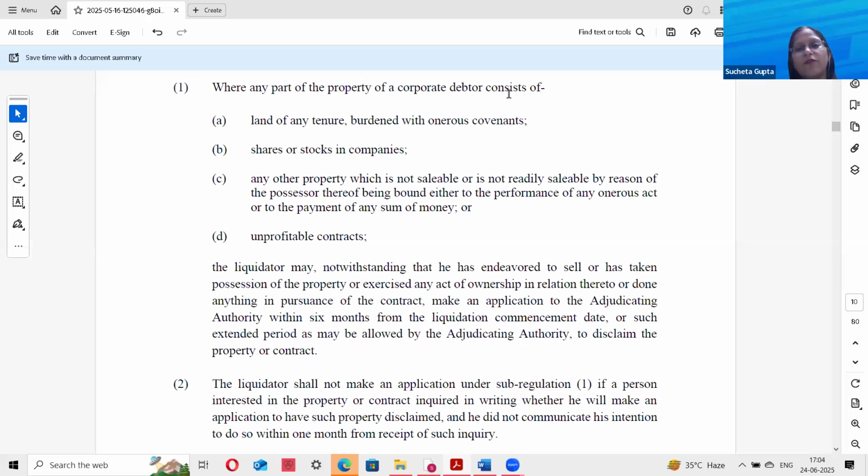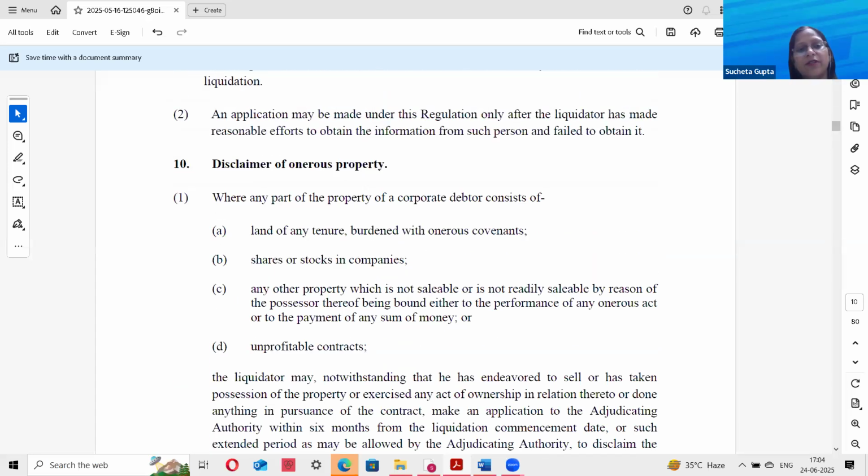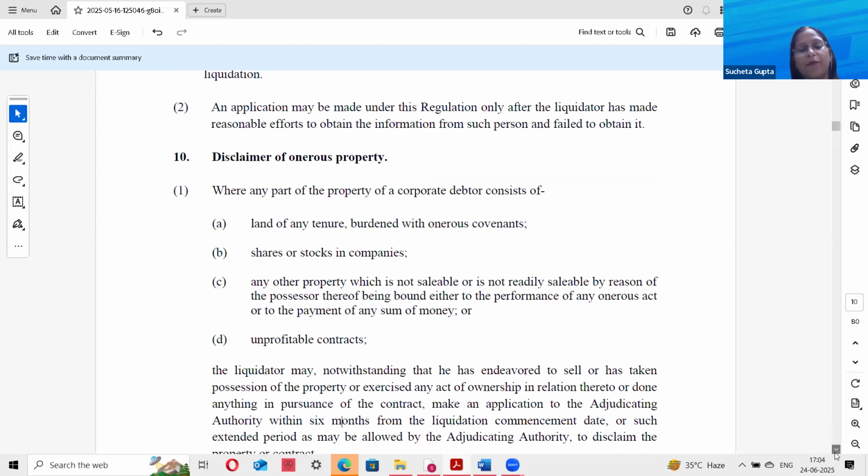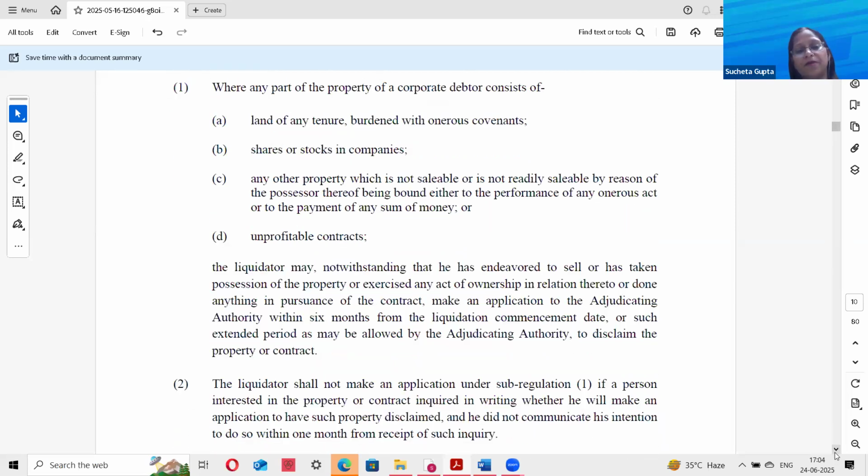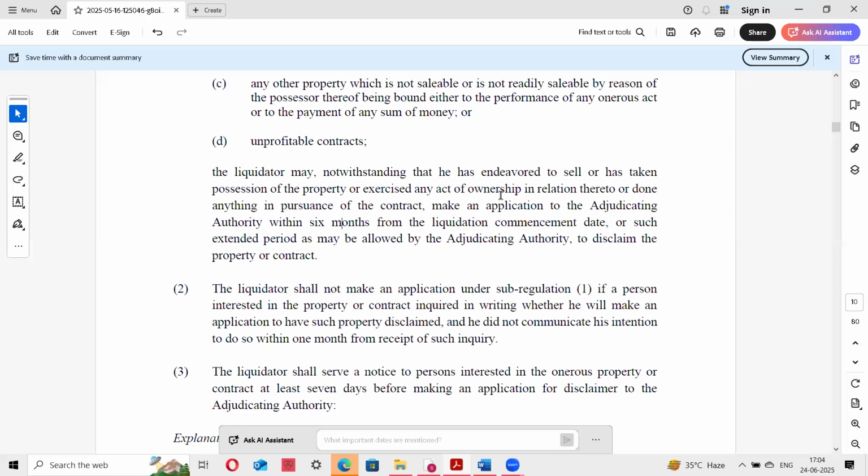No, sir, this is not for that. This is the regulation for the disclaimer of onerous property. So here the liquidator can claim a disclaimer on the onerous property which is not suited to them. Only in this case can the liquidator ask for the disclaimer, on this type of property which is unprofitable to the company.